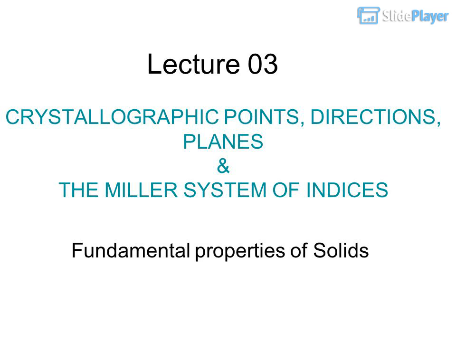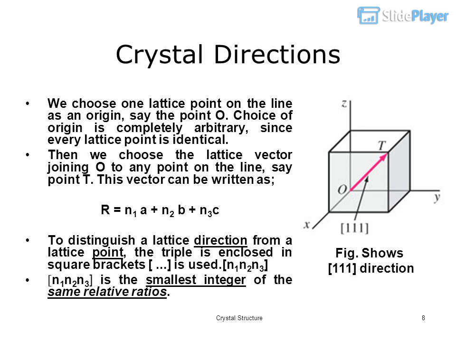Lecture 03. Crystallographic points, directions, planes and the Miller system of indices. Fundamental properties of solids. Crystal directions. We choose one lattice point on the line as an origin, say the point O. The choice of origin is completely arbitrary, since every lattice point is identical. Then we choose the lattice vector joining O to any point on the line, say point T.